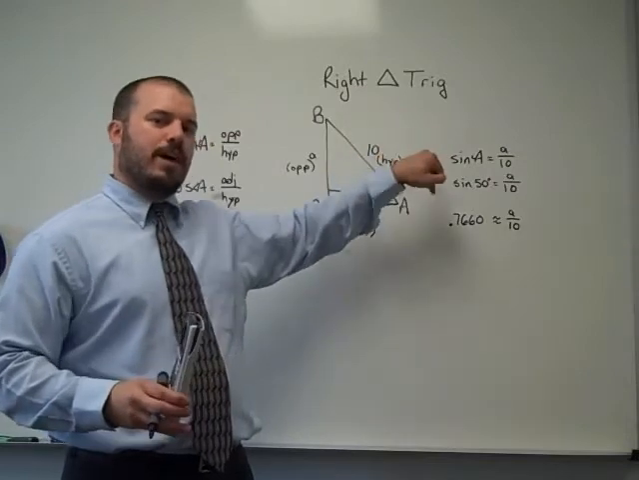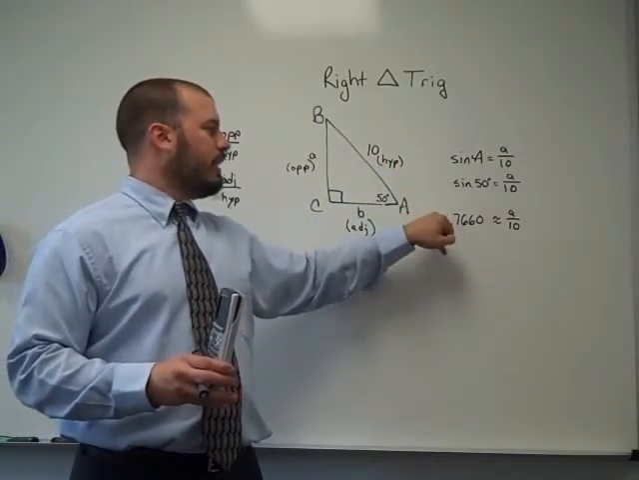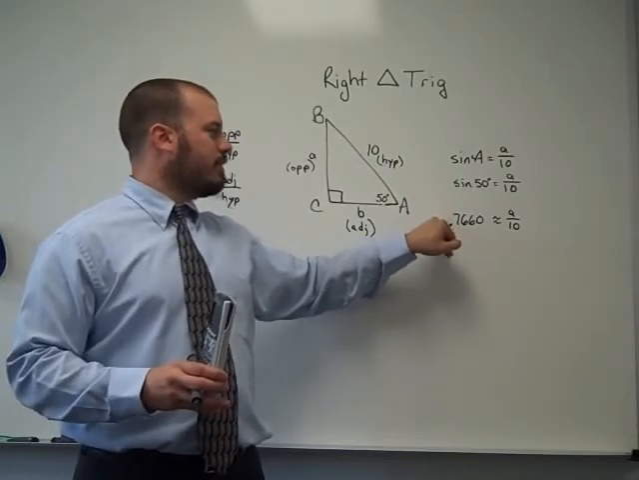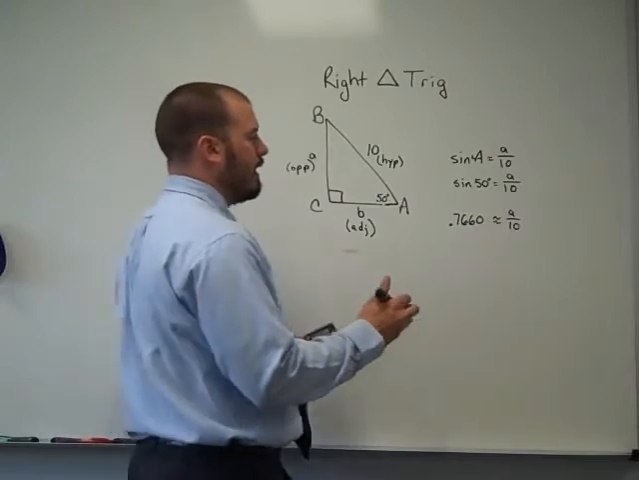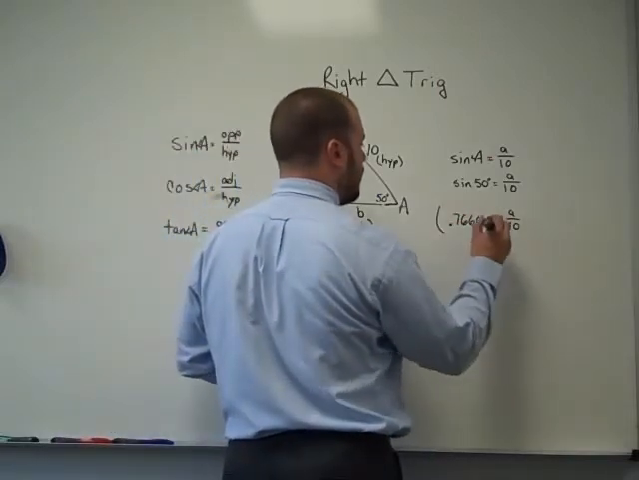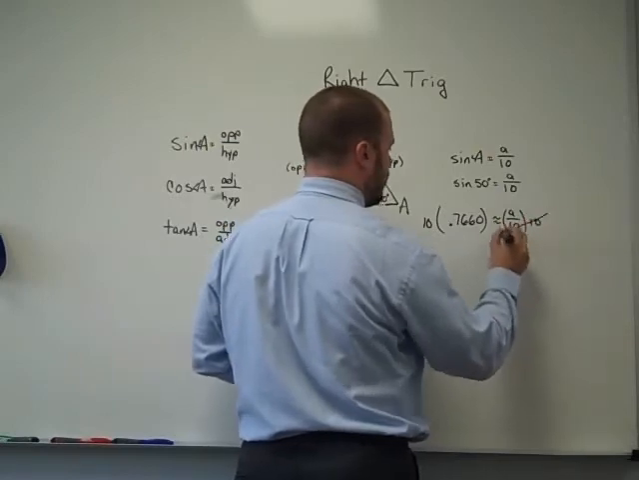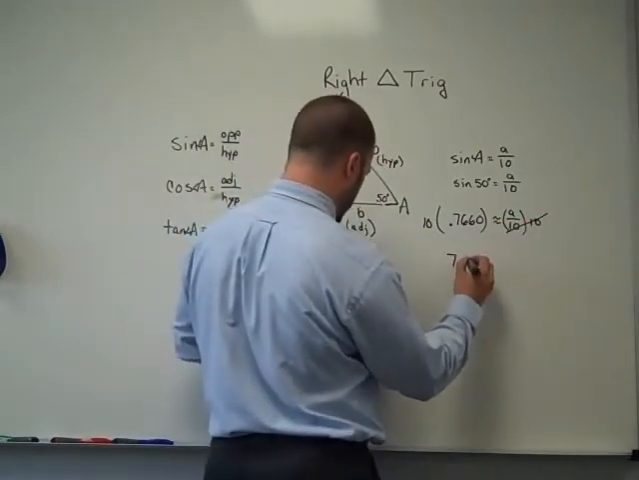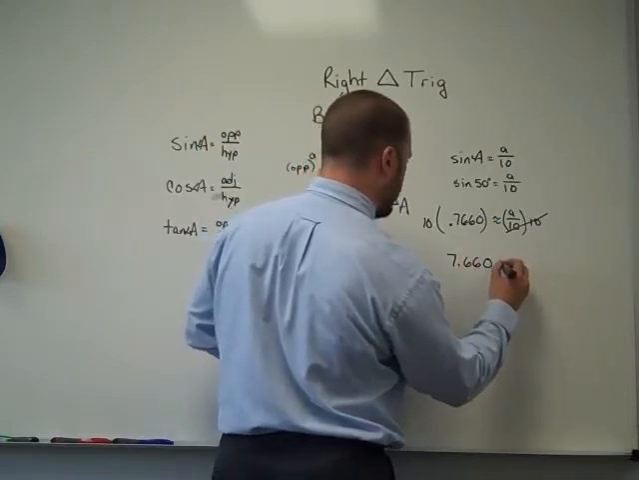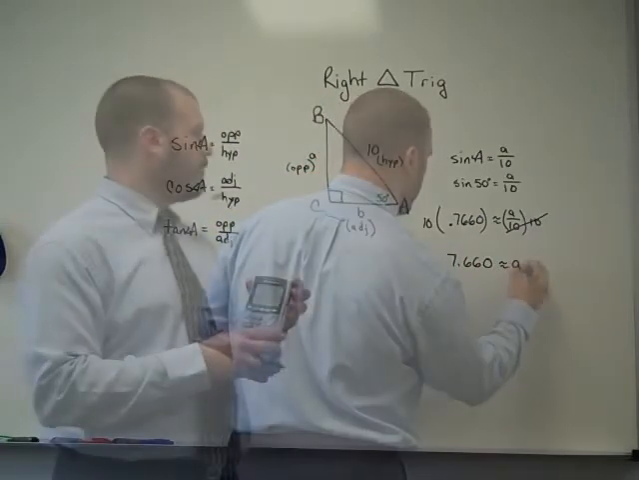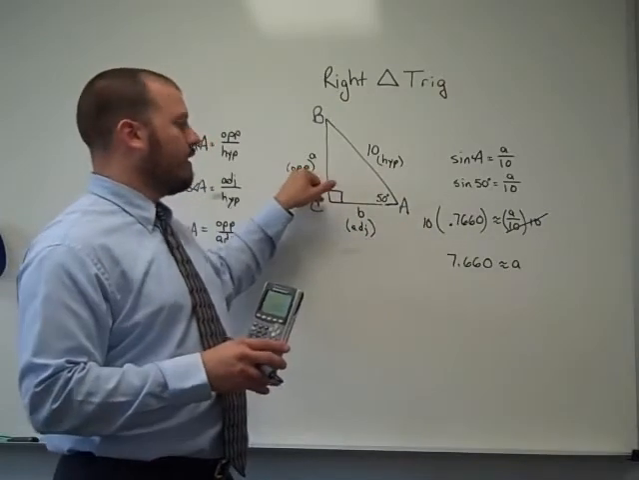Sine of 50 degrees is not a variable. It is a number that we can use in solving our equation. So the sine of 50 is 0.7660, approximately equal to a over 10. And now I just need to solve for a by multiplying both sides by 10. So a is approximately 7.660. Alright, so that's using the sine to solve for a side.